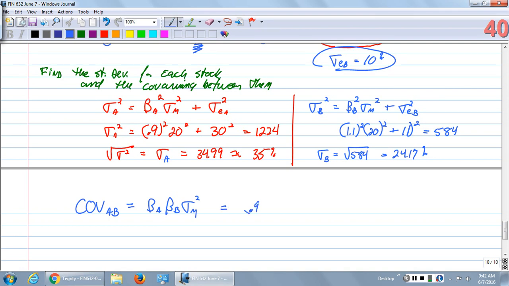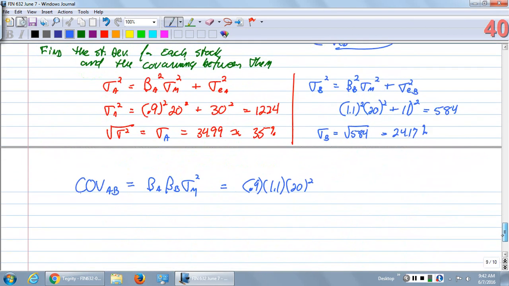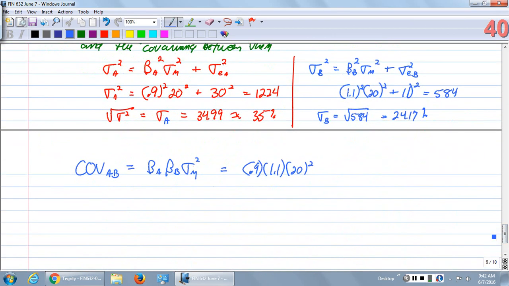So we've got 0.9 times 1.1 times 20 squared, because 20 was the standard deviation of the market, so we need the variance. So we've got 400, 1.1 times 0.9 times 400, I get 396. Right?